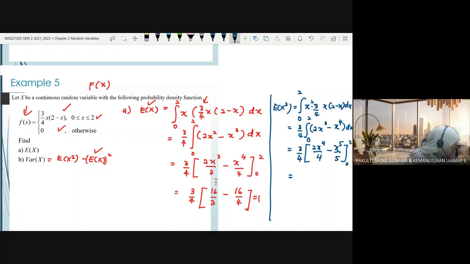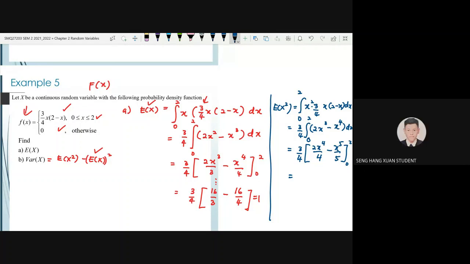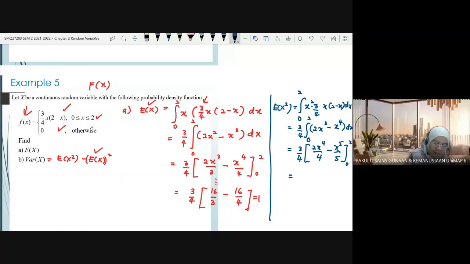Can someone tell me what is the answer? 1.2. Yes, correct. The last part will be 6 over 5, that will be 1.2. So in order to find the variance of x, it will be 1.2 minus 1 squared, that would be 1. So you will get 0.2 as your answer.